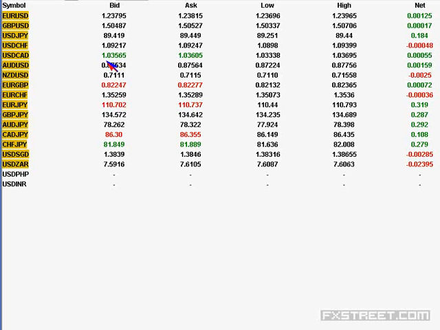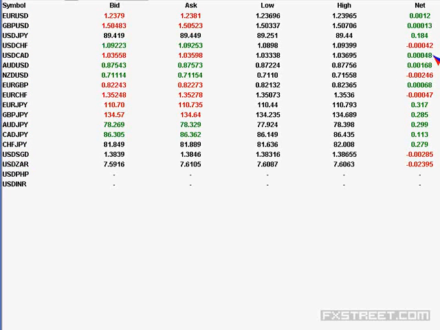So in the case of USD CAD, 1.0355, 1.0360 are the current levels. 1.0333 is the low, 1.0369 is the high. Net change is 5 pips positive. In the case of Australian dollar, 0.8753, 0.8756 are the current levels. 0.8722 is the low, 0.87775 is the high. Net change is 16 pips positive.